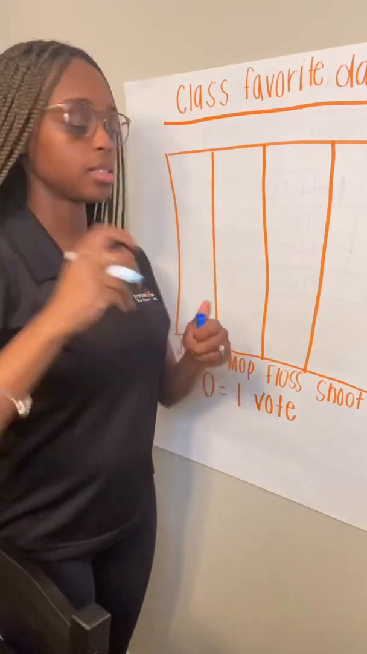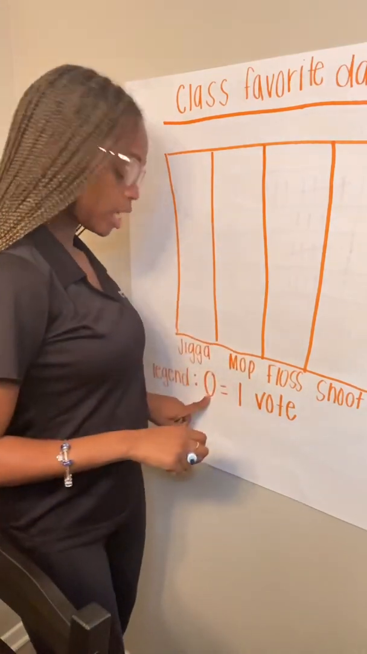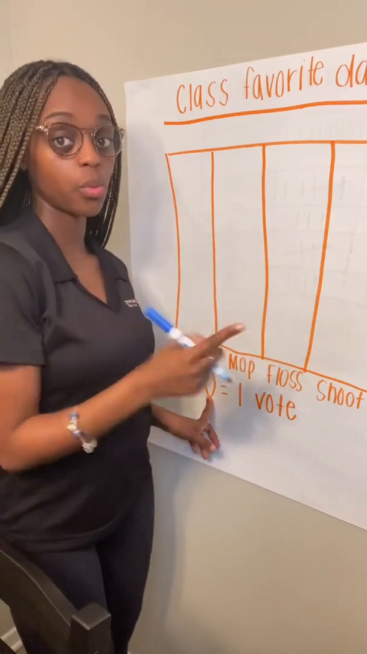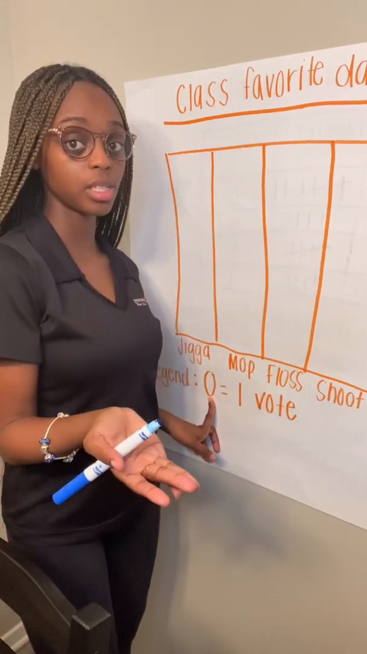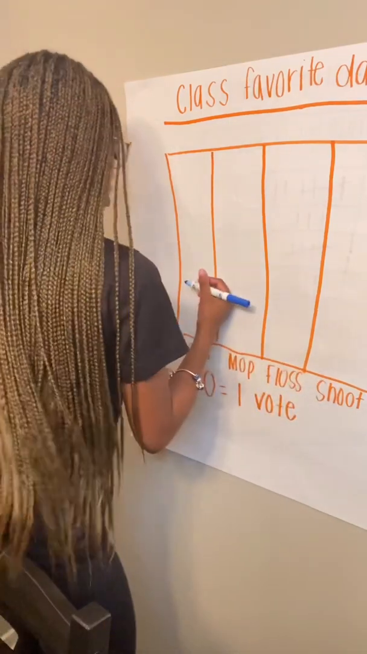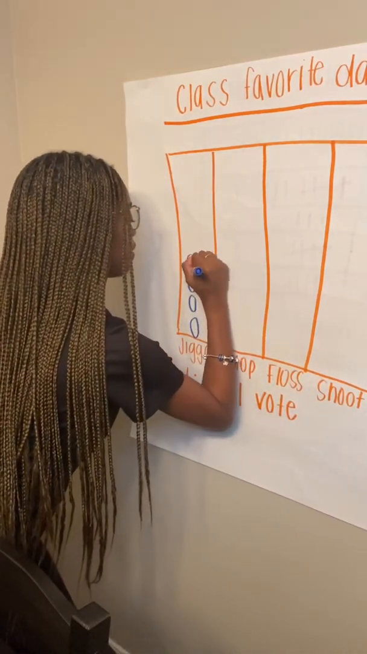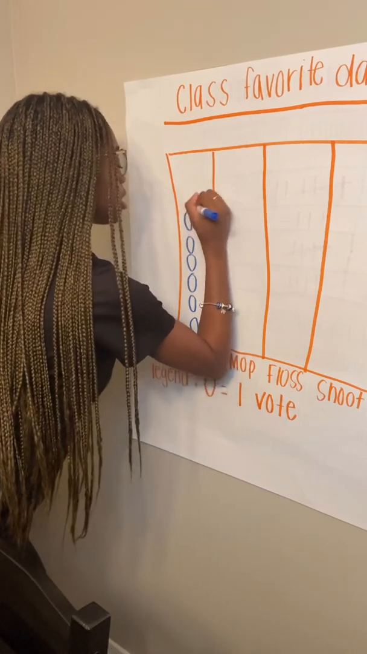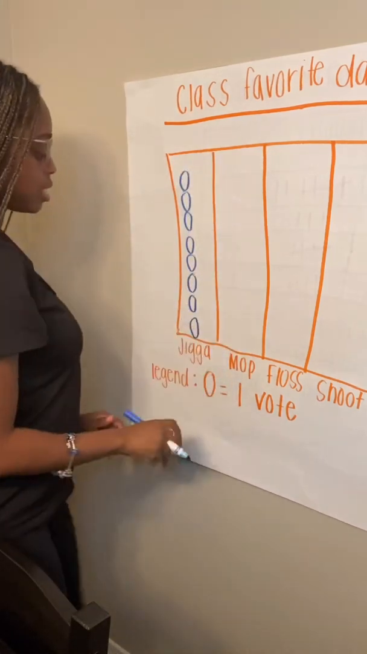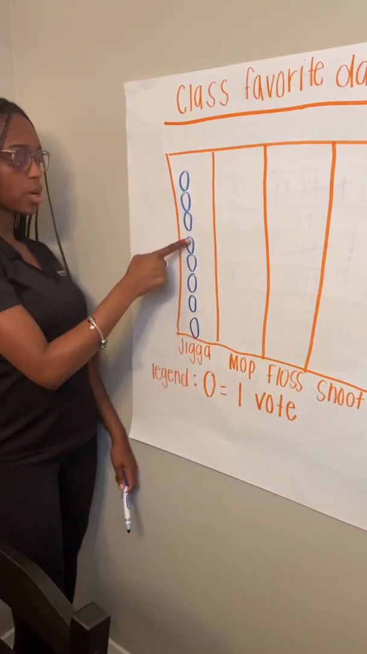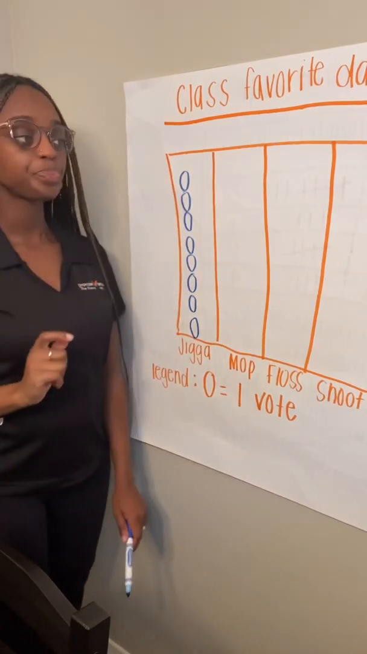For each circle is 1 vote. And we just said that Jigga had 8 votes. So we have to draw 8 circles to represent the amount of votes. So 1, 2, 3, 4, 5, 6, 7, 8. So Jigga has 8 votes.